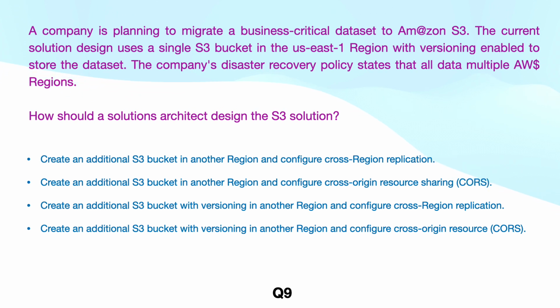All right, so let's look at the options. The first is create an additional S3 bucket in another region and configure cross-region replication. Second, create an additional S3 bucket in another region and configure cross origin resource sharing, which is also known as CORS. Then third is create an additional S3 bucket with versioning in another region and configure cross region replication. And fourth is again create an additional S3 bucket with versioning in another region and configure CORS, cross origin resource sharing.